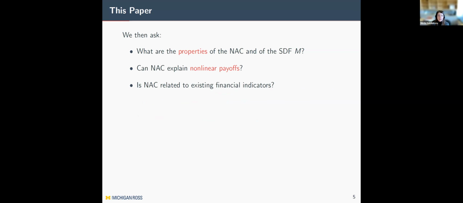All right, so then we are going to ask a couple of questions. In particular, we are going to ask what are the properties of the extracted NAC and of our stochastic discount factor M. And since NAC is going to depend on nonlinear returns, it's also very natural to ask whether it can help explain nonlinear payoffs. So in the context of our paper, think about foreign exchange options. And then we are also going to ask whether NAC is related to some existing financial indicators. So is it something new that we retrieve, or is it already subsumed by some existing financial indicators?